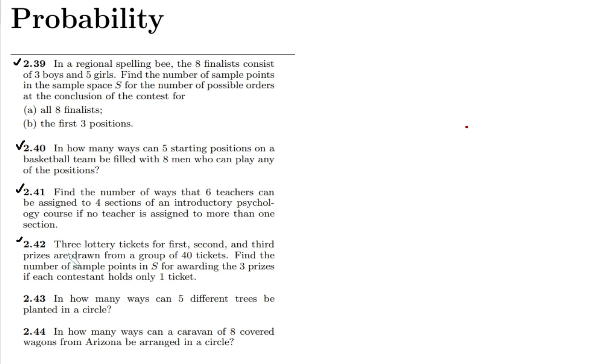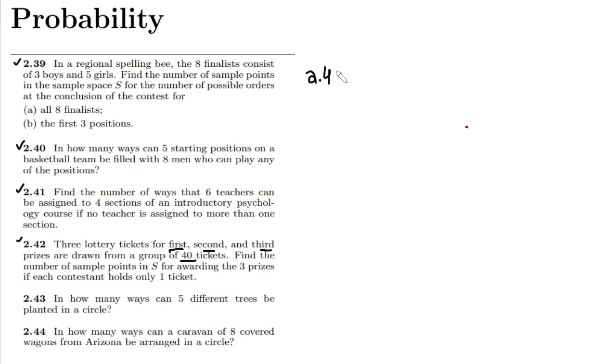So the statement of it is: 3 lottery tickets for first, second and third prizes are drawn from a group of 40 tickets. Find the number of sample points in S for awarding the 3 prizes if each contestant holds only one ticket. Okay, so again the same scenario.